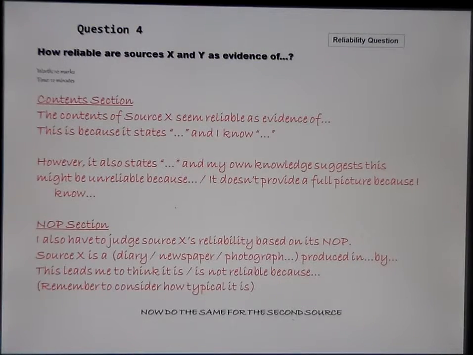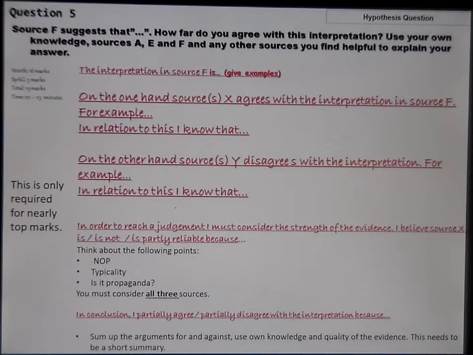Typicality within this as well. And then question 5, it's going to be source F suggests that, and there'll be a statement, a hypothesis. How far do you agree with this interpretation? Use your own knowledge, sources, they'll give you 3 sources to look at, and any other sources you might find helpful to explain your answer.